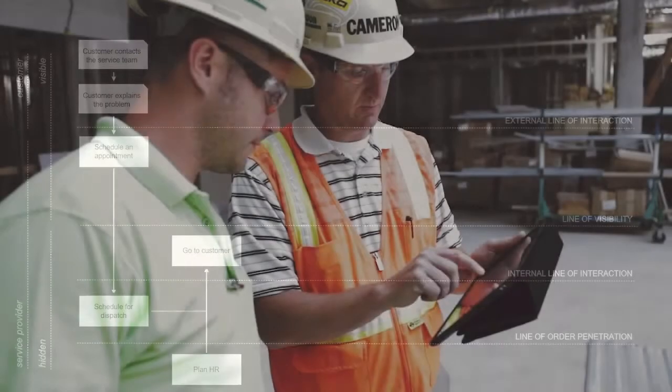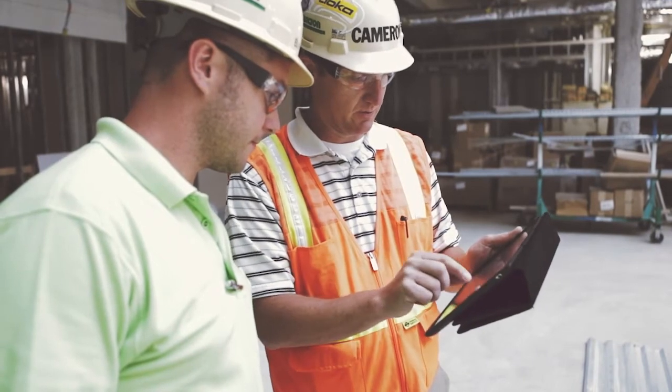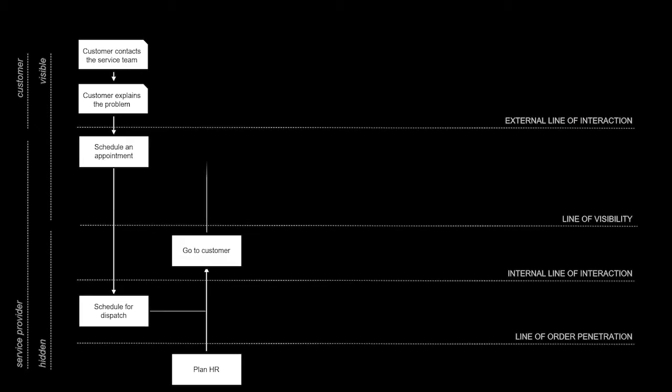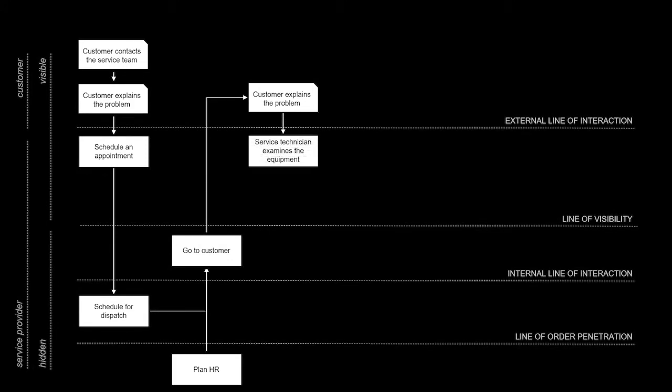The responsible technician at the customer site now meets our service technician and explains the problem. This again is customer activity. Our service technician examines the machine and classifies the problem. Both activities are visible for the customer, hence are placed on the second level.